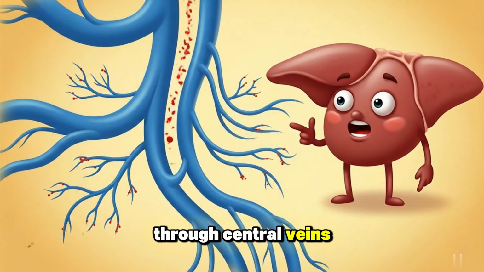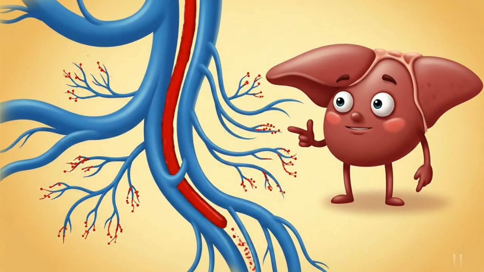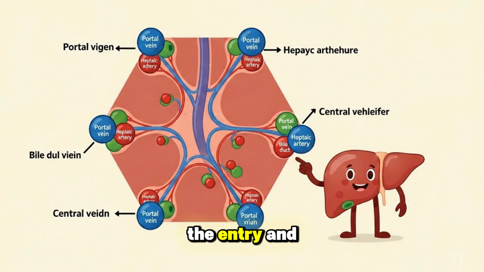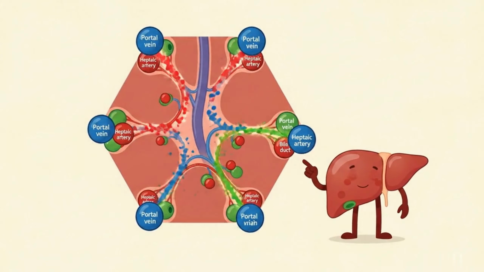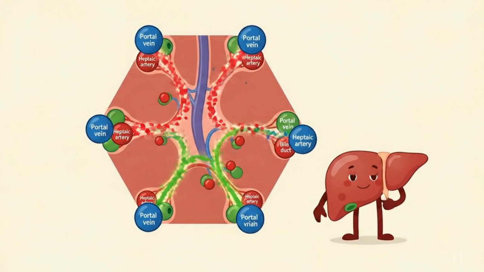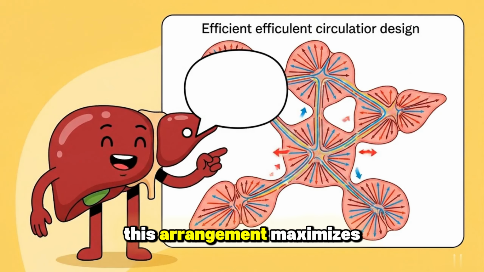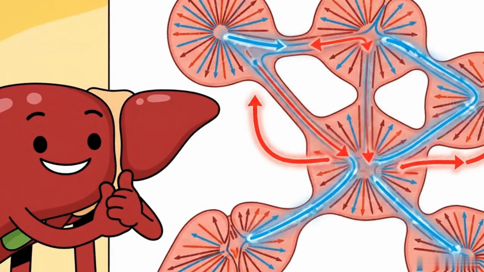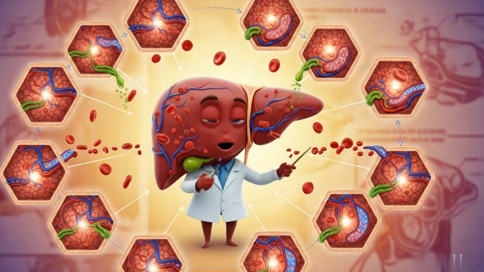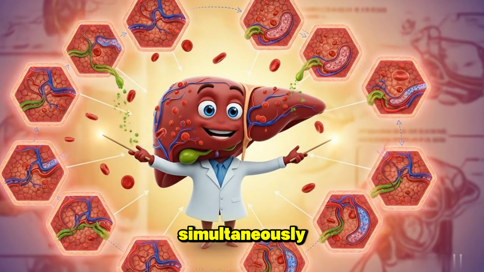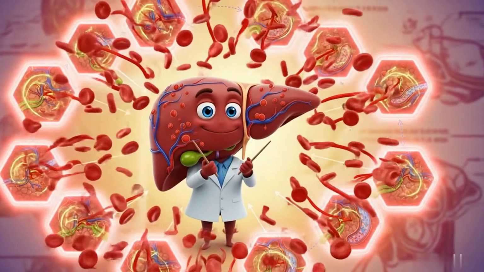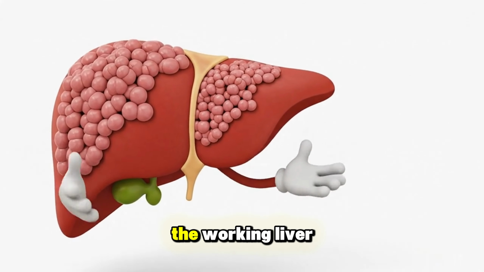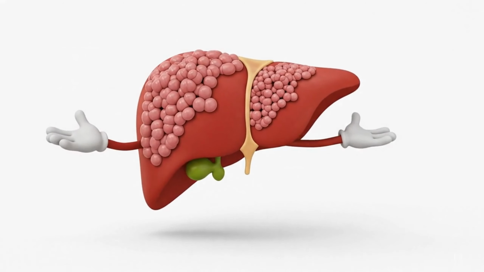Blood leaves lobules through central veins. Portal triads mark the entry and exit points of flow. This arrangement maximizes efficiency. All lobules work simultaneously. Together, lobules create the working liver.